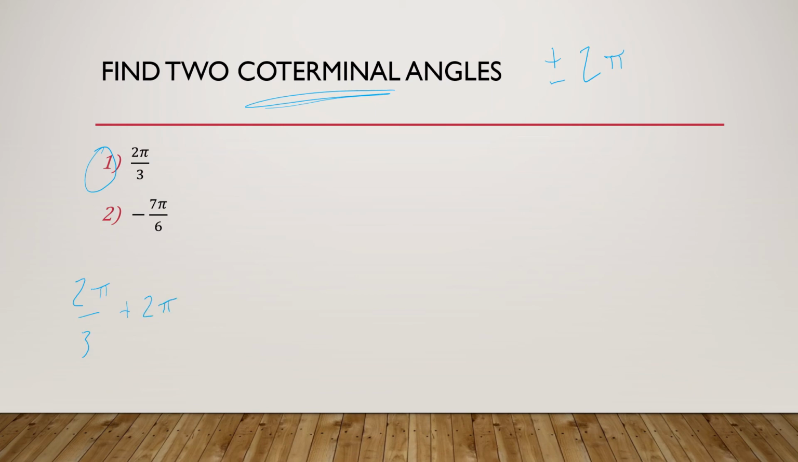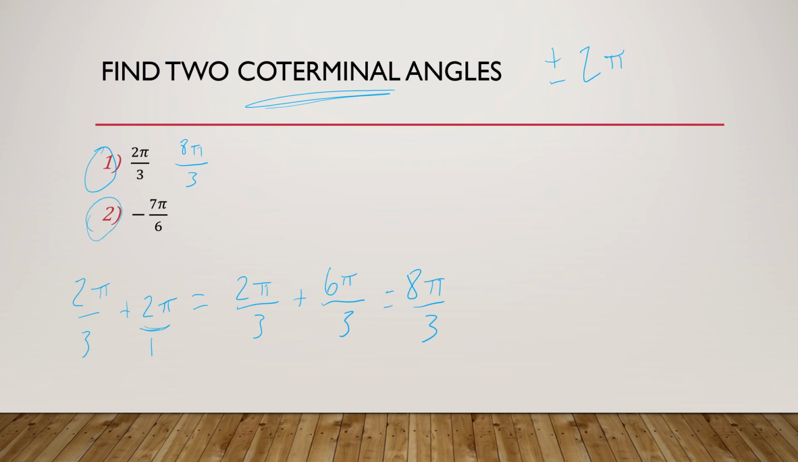Well, it would really help if we had a common denominator for this 2 pi. We can do that by putting it over 3. And think about right now, 2 pi was over 1. Changing that denominator to 3, we're really multiplying this fraction by 3 over 3. So that's equivalent to 6 pi over 3. So 2 pi over 3 plus 6 pi over 3, that's the same thing as 8 pi over 3. I could do the same thing and add another 6 pi over 3 to find another coterminal angle.